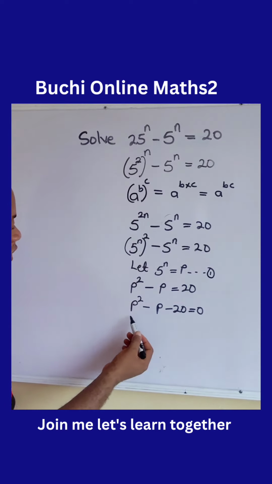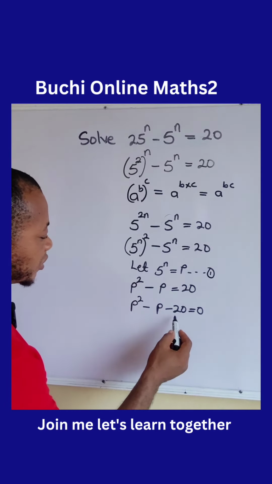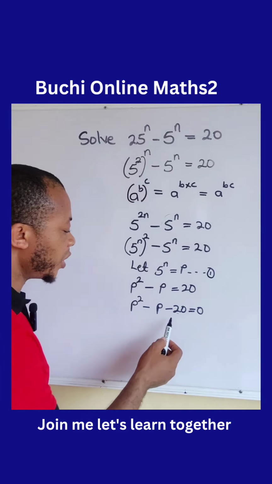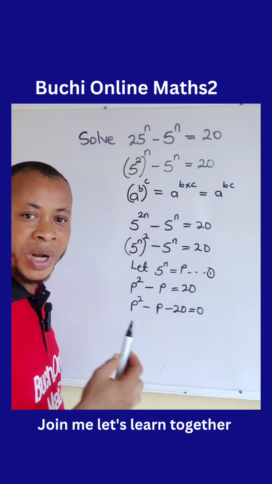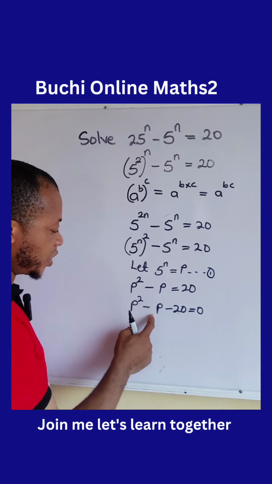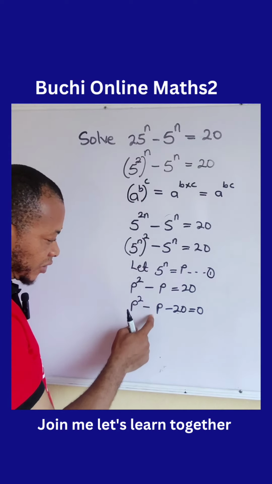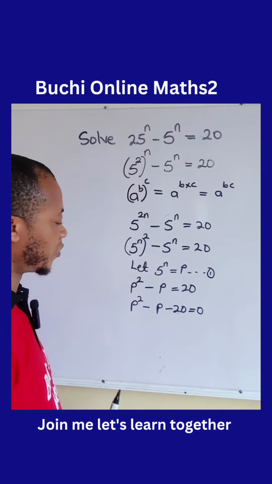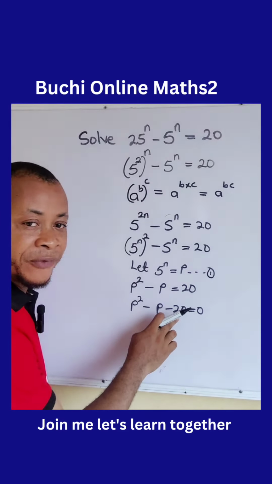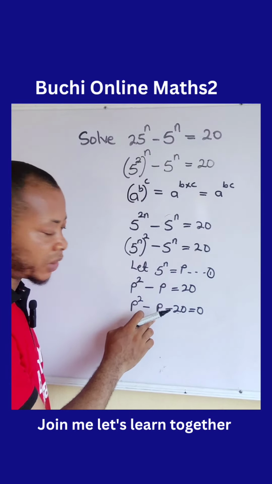Now to solve this quadratic equation, we can factorize. Let's look for 2 factors of 20 such that when we multiply the 2 factors, they will give us minus 20, and when we add the 2 factors, they give us the coefficient of minus p here, which is minus 1. That 1 is silent, but in factorization, we used to record that particular one. So we look for 2 factors of 20 such that when we multiply them, they give us minus 20, and when we add them, they give us minus 1.